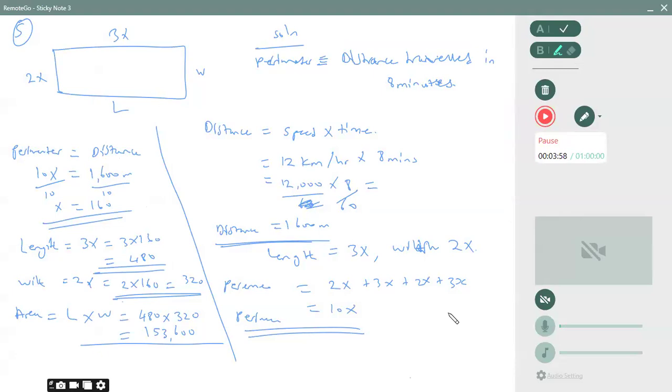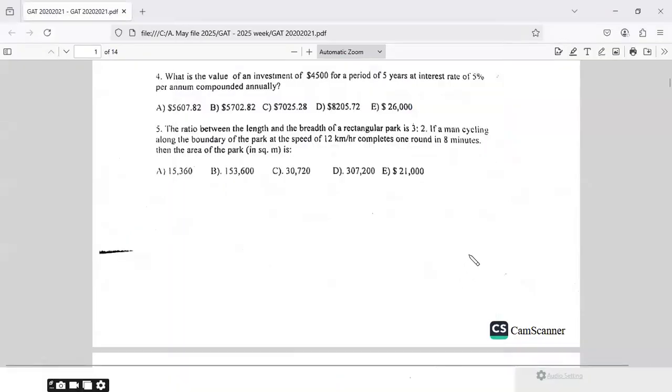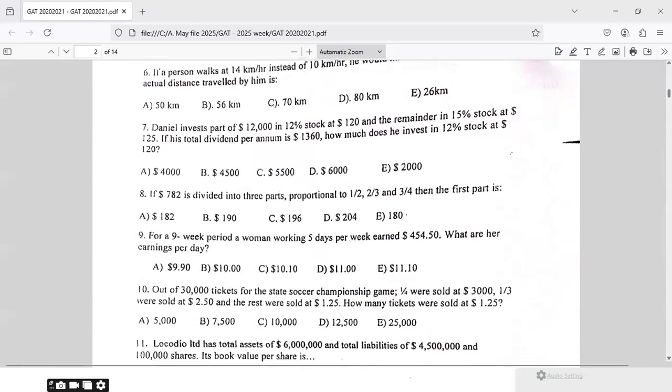Now let's proceed to question 6. They are also giving us some questions that are so good for us to train ourselves. Now, question 6.